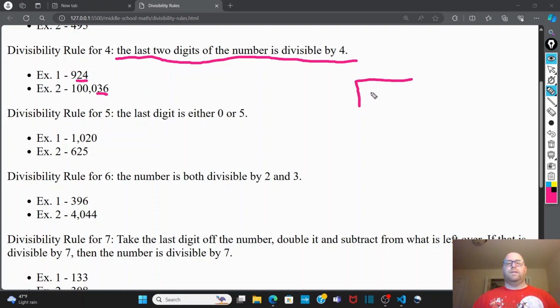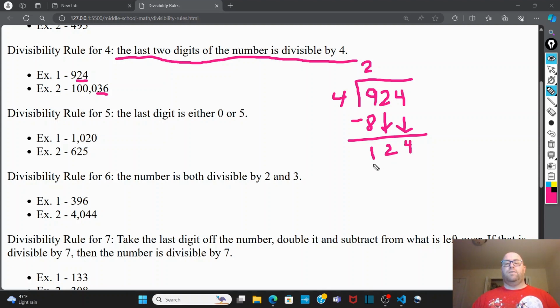So let's try these out. We'll do 924 and we'll divide it by 4. So 4 goes into 9 twice. 2 times 4 is 8. So we're going to subtract: 9 minus 8 is 1. Bring down the 2. Bring down the 4.